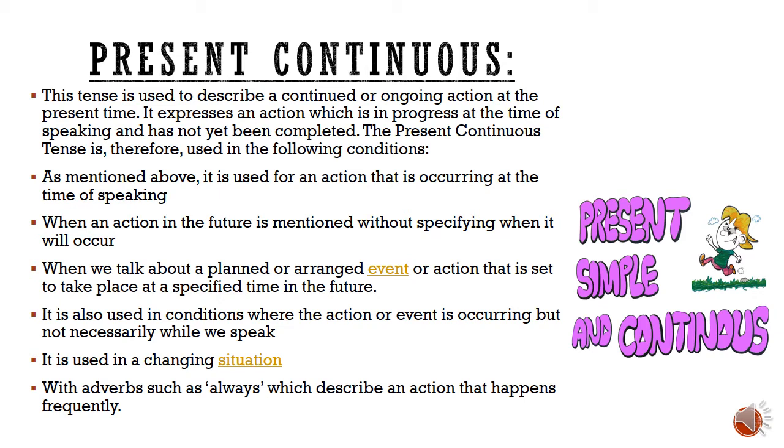Now, it is used for an action that is occurring at the time of speaking, at the moment of speaking. So the key words for this condition are right now, or at the moment. It is also used when an action in the future is mentioned without specifying the time or when it will occur. When I'm going to talk about an action, and I'm not sure about the timing of this action, you can use the present continuous. When we talk about a planned arrangement, event or action that is said to take place at a specified time, if I have a fixed arrangement with fixed timing, we have to use the present continuous.